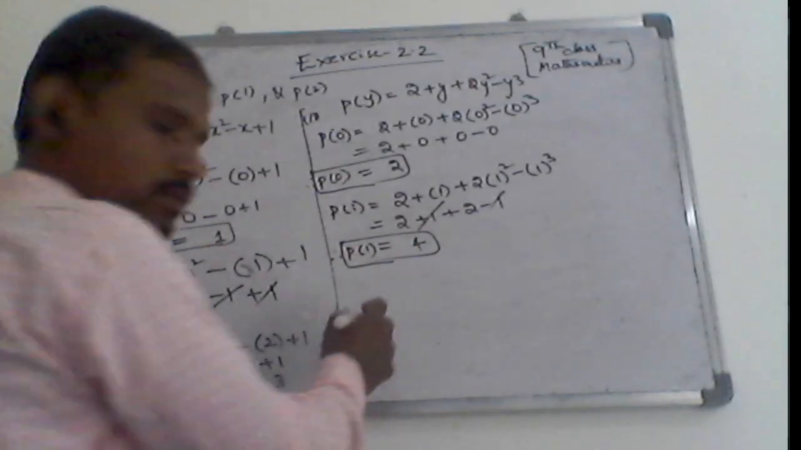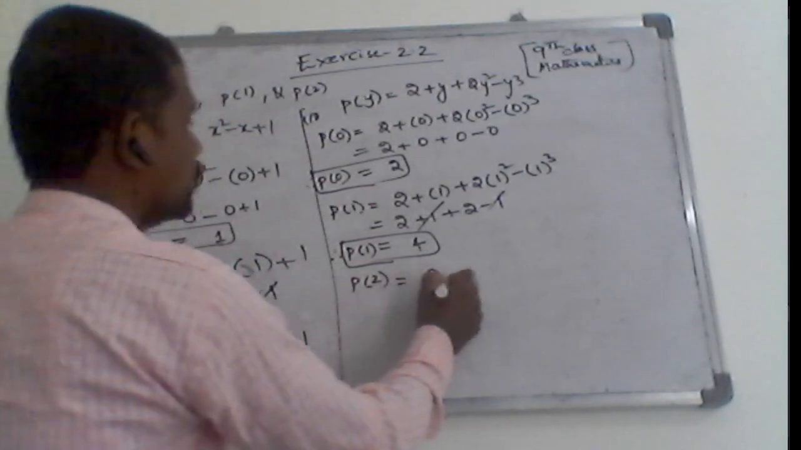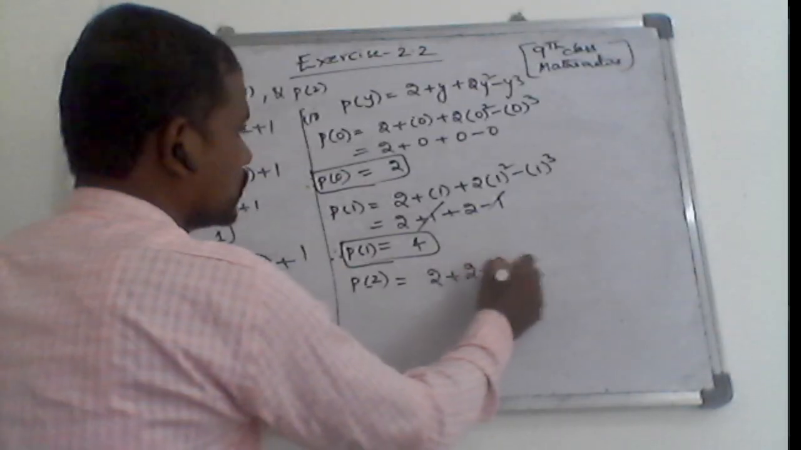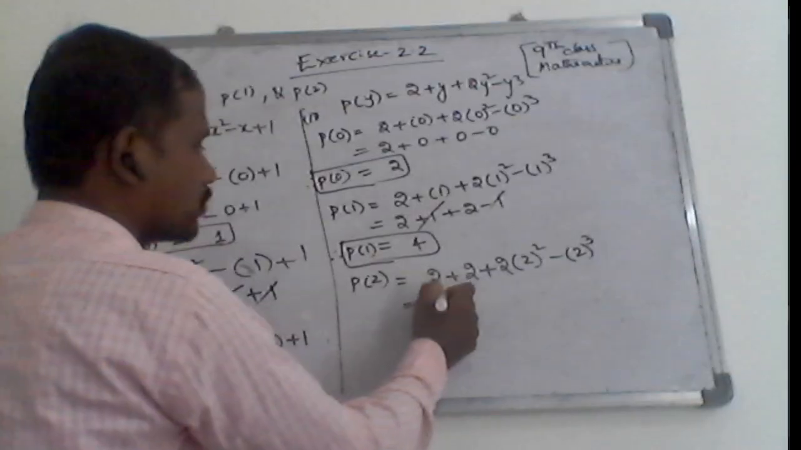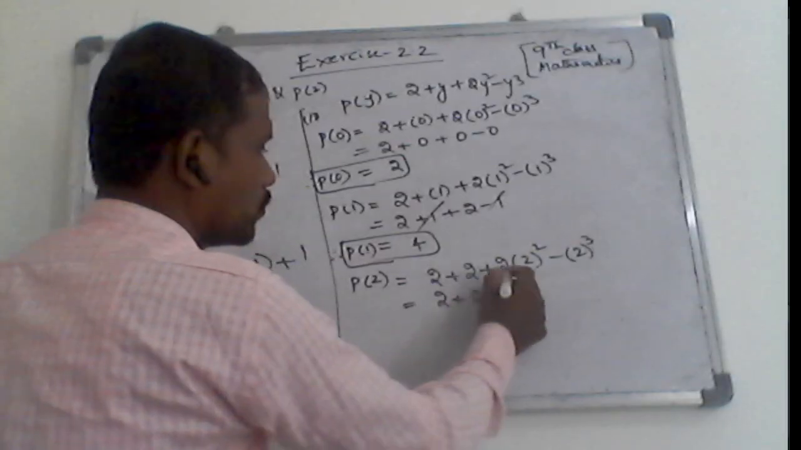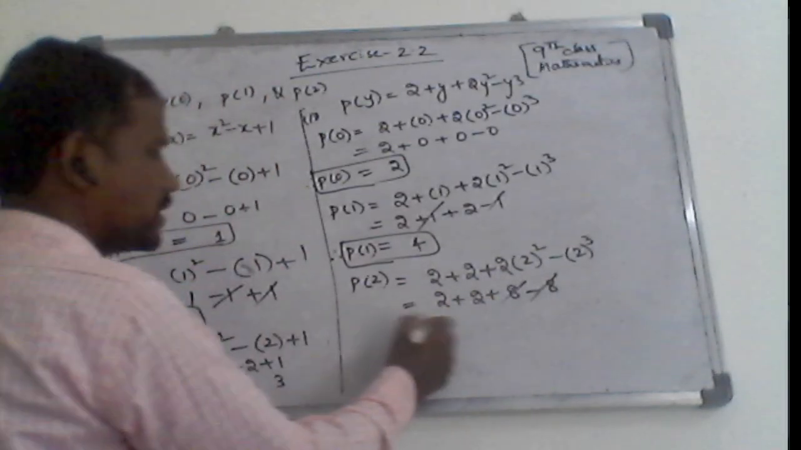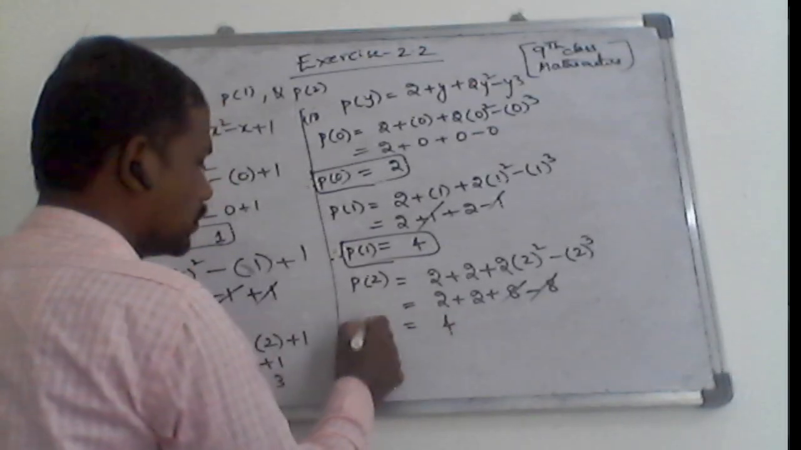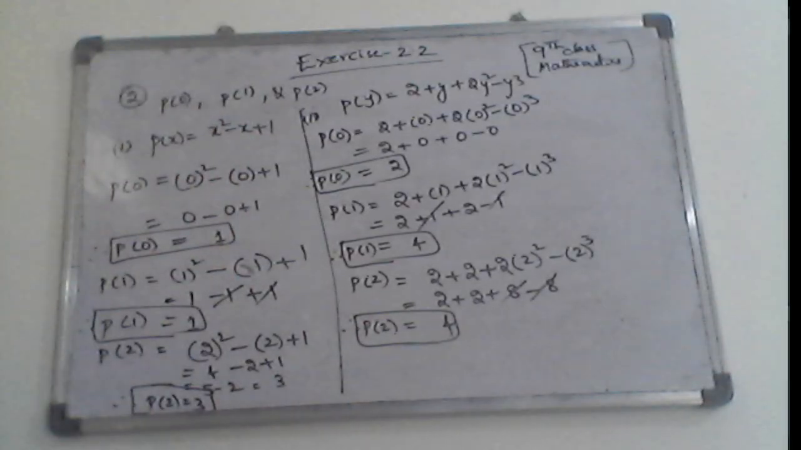Next one, P of 2. P of 2 equal to 2 plus 2 plus 2 into 2 whole square minus 2 whole cube. So 2 plus 2 plus 2, for 2 square value 4, 2 fours are 8, minus 8. Plus 8 minus 8 get cancelled, answer is 4. Therefore, P of 2 equal to 4. Okay.